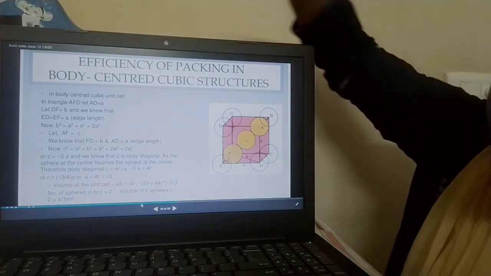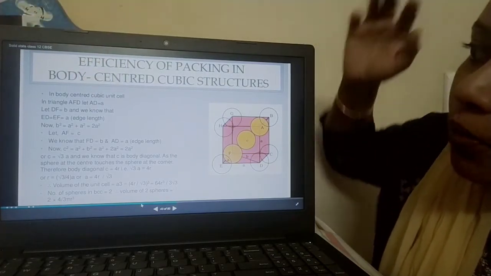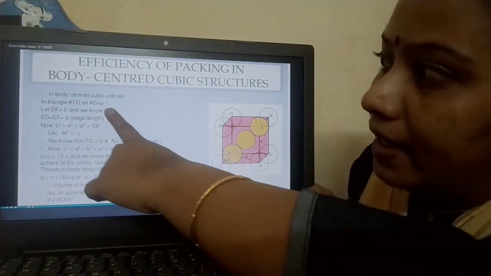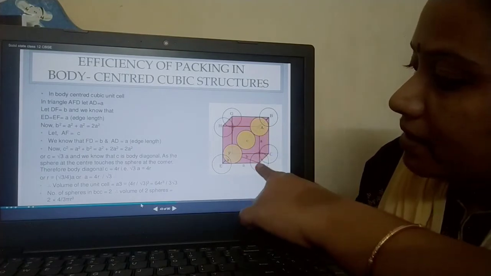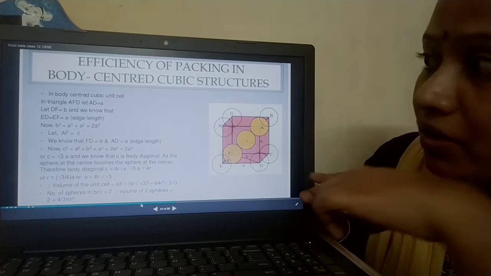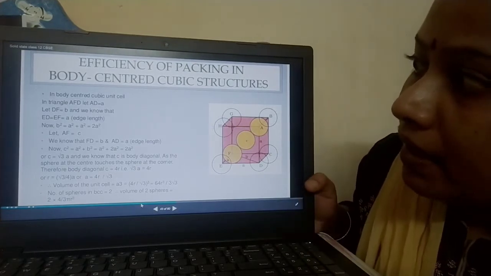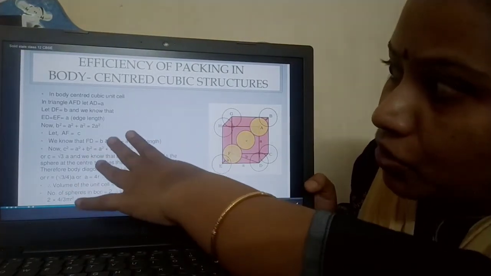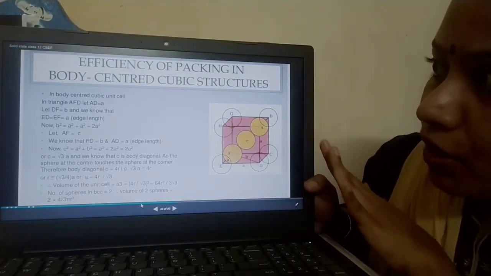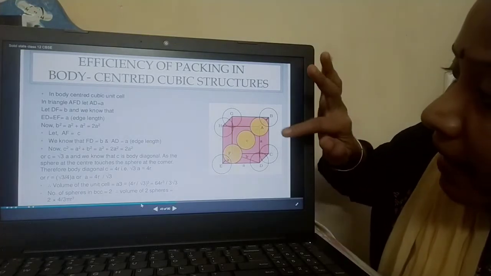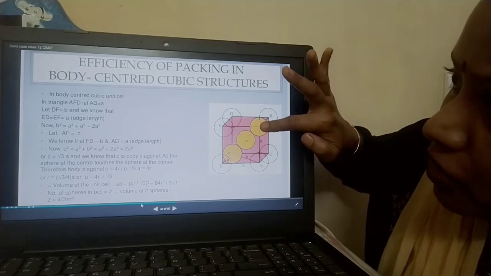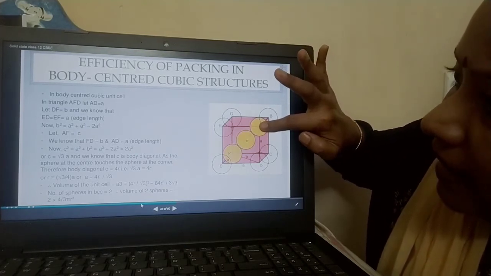As I have already discussed with you, in a body-centered cubic unit cell, we have triangle AFD, and AD is equal to A. AD, AC, DC together form your triangle. Now DF, all these factors you need not memorize. Just look into the figure and try to make out the body-centered cubic structure, like AD is equal to small a. What is DF?